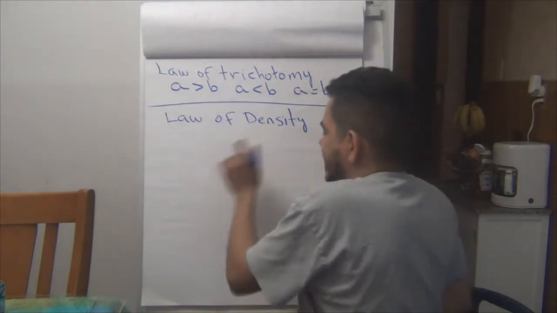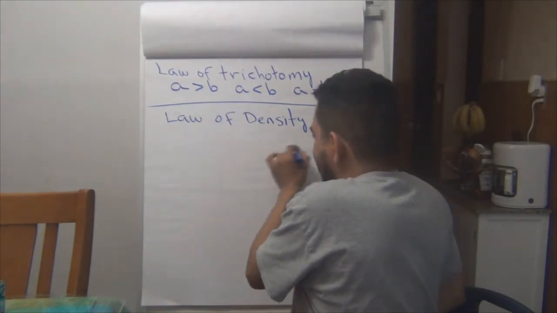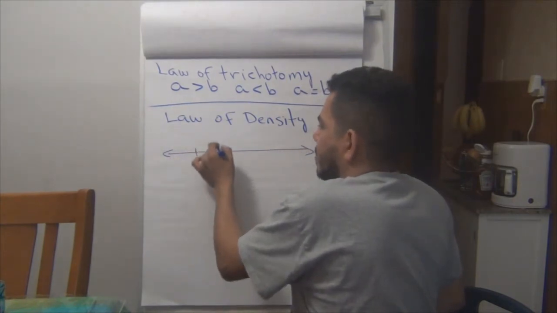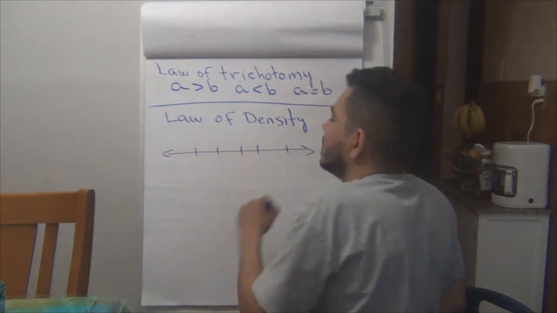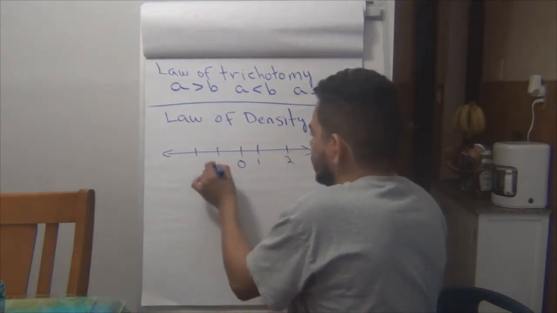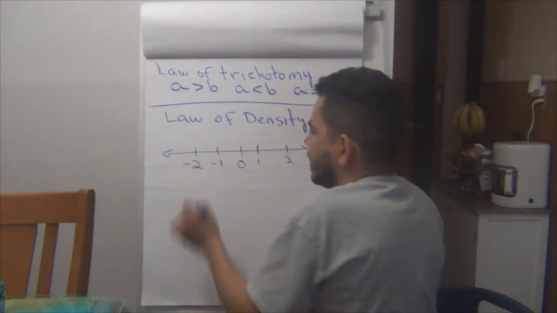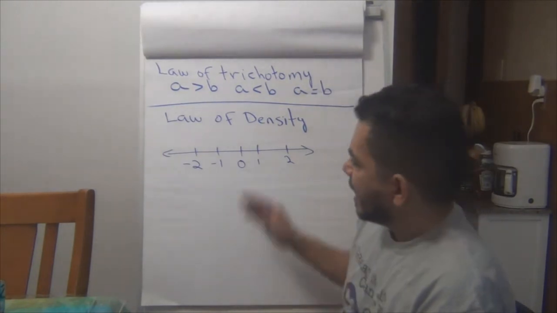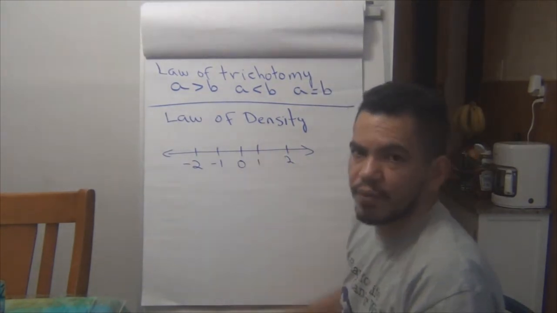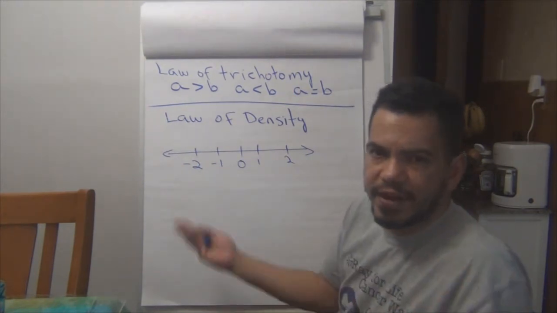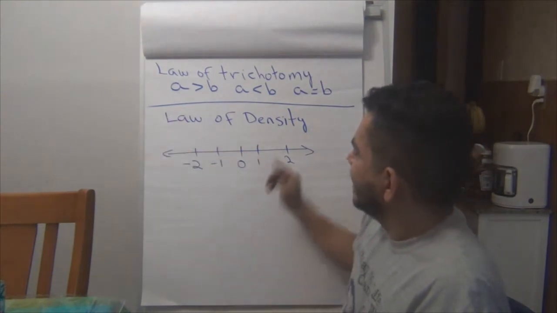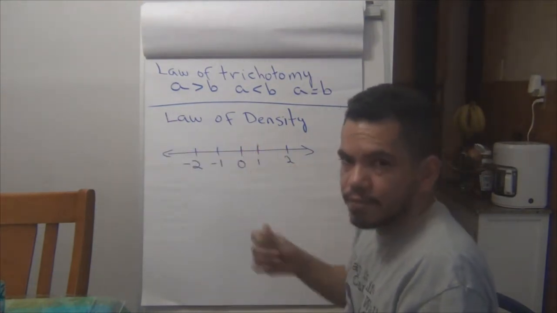So anyways, density. Density says that on the number line, you have numbers, right? Duh, what else are you going to have? Sure. 0, 1, 2, -1, -2. It says, how many numbers do you think exist between 1 and 2? Well, how many numbers are there altogether? Infinite, right? And negative infinity. How many numbers do you have between 1 and 2?